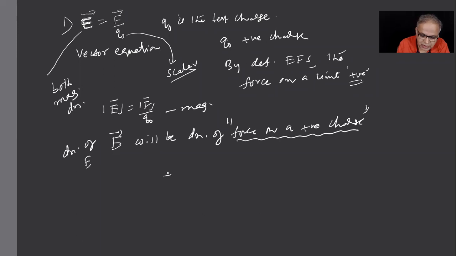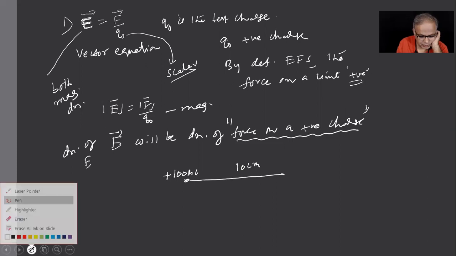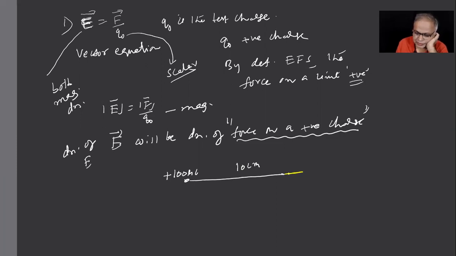I've got a plus 100 microcoulombs charge here. At a distance of some 10 centimeters from it, the direction of electric field will be like this. But if I have a minus 100 microcoulombs charge like this, at a distance of 10 centimeters from it, the direction of electric field is towards it.